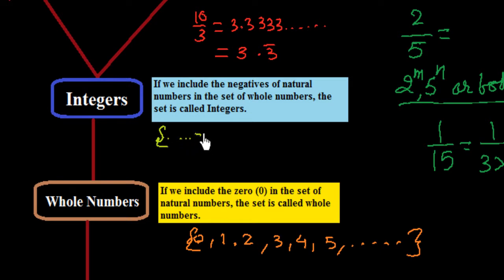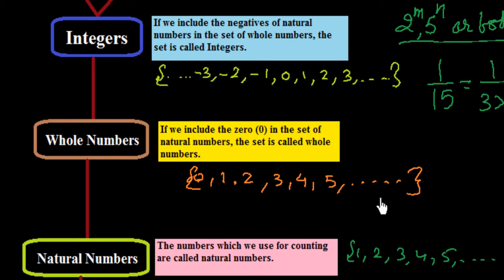Dash because -3, -2, -1, 0, 1, 2, 3 and so on. So these are all integers. The natural numbers are not negative, but we take the negatives of natural numbers and include these in the set of whole numbers. So we get integers, not decimal numbers. Here you see we have seen the natural numbers, the whole numbers, and the integers.